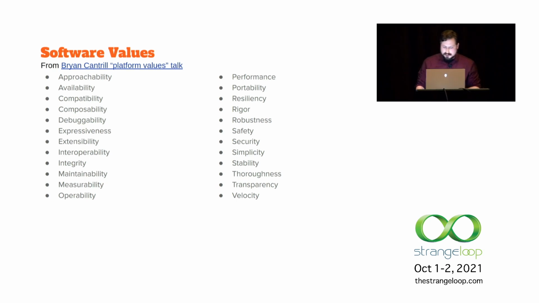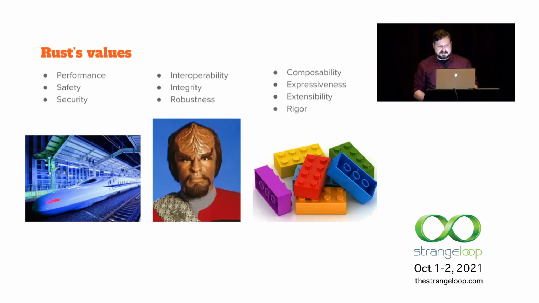So if you look at those, he sort of identified these 10 that he considered Rust's values. But I would sort of group these into three personas. There's this one we hear about with performance, safety, and security, but I think there's also a second and third one: interoperability, integrity, and robustness, and then composability, extensibility, expressiveness, and rigor. And all of those you can sort of visualize differently.